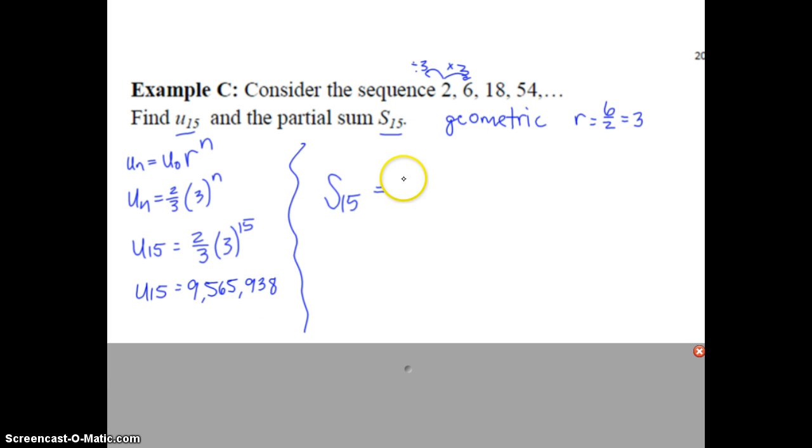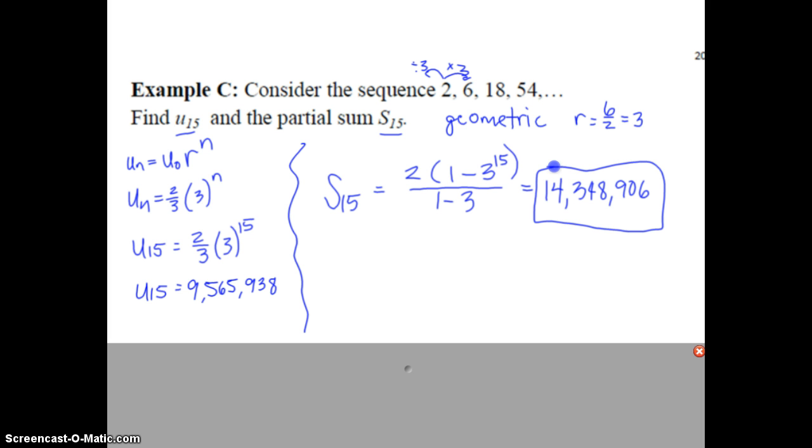So we are going to use that formula. We know that U sub 1 is 2. We can get that by looking at our sequence above. 1 minus r is 3, and we want to raise just the 3 to the 15th power. And then we're going to divide that by 1 minus 3. You can type this all into your calculator just as you see it, and when you do that, you will get that the sum of the first 15 terms is 14,348,906.